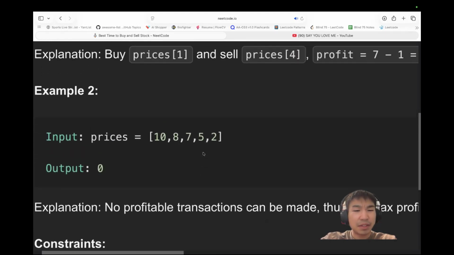And also there's a possibility where we have 10 and it's always decreasing. 10 goes to 8, goes to 7, goes to 5, goes to 2. There's not really an opening to buy a stock, because if you buy it at 10, there's no other price that you could sell it for. You'd have to sell it at a loss. Are we on the same page?